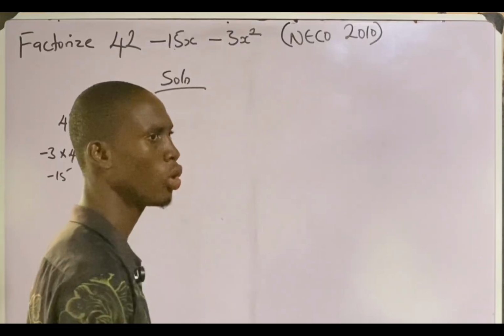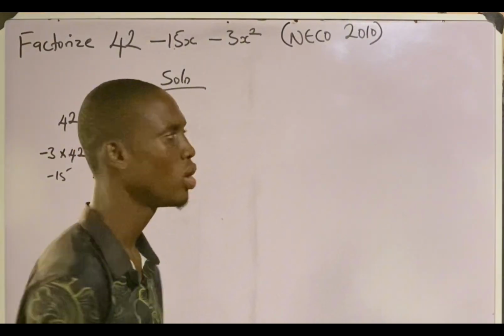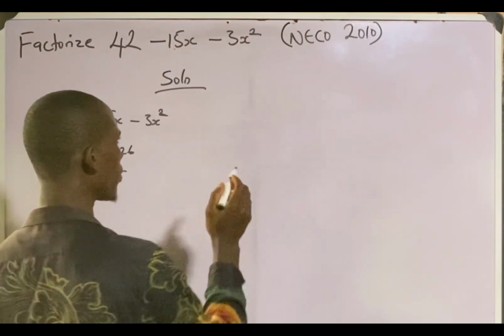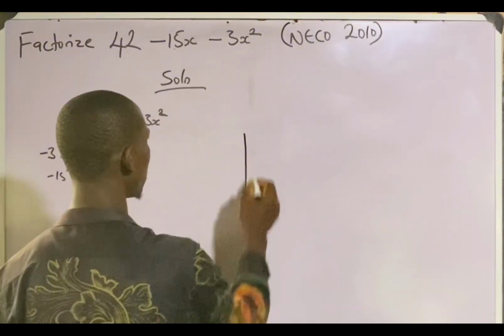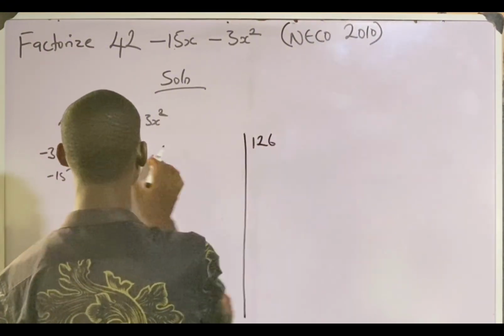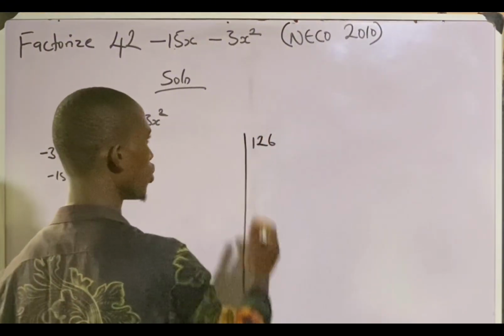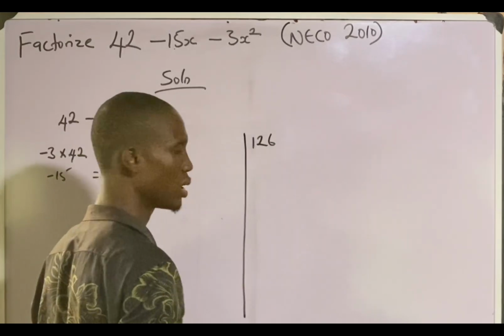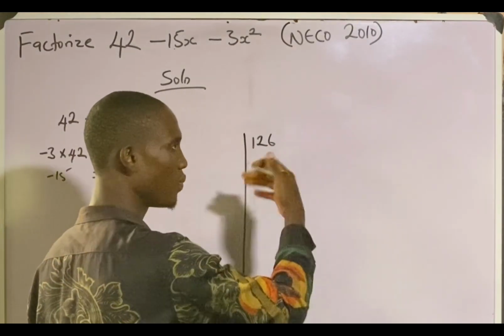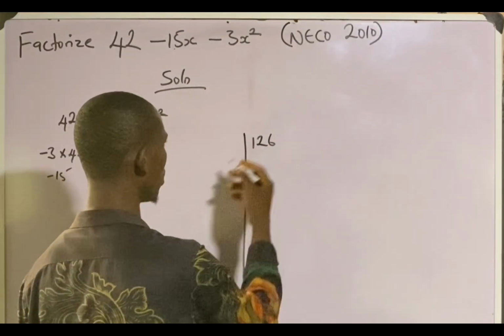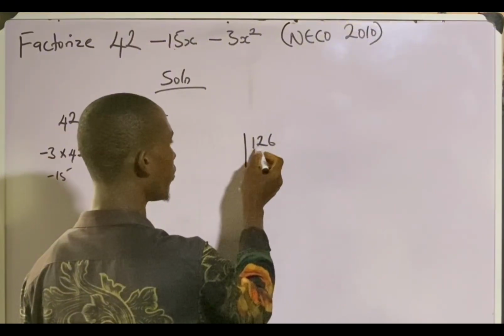Just in case you don't want to start racking your head on how to get it, look at a very simple way of getting it. So we're looking at 126. That is our big number. So let us get the multiples. What can multiply itself to give us 126? Let's divide this, the factors of 126.